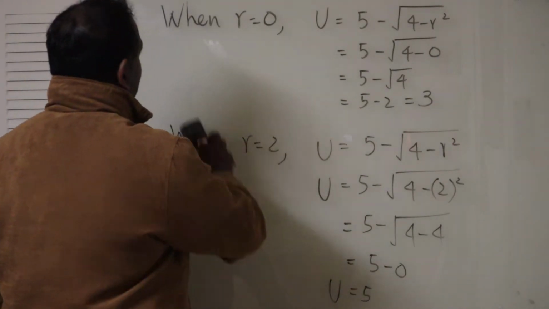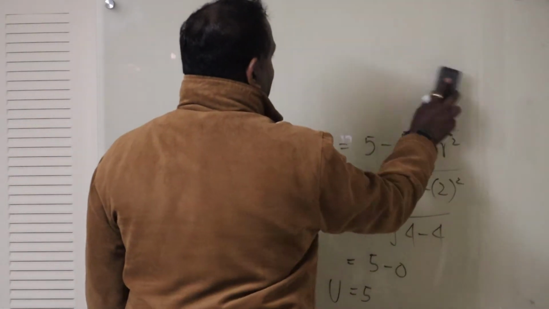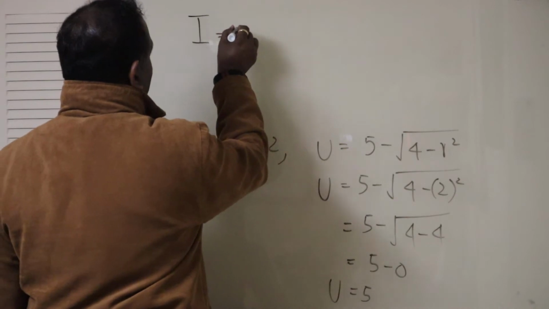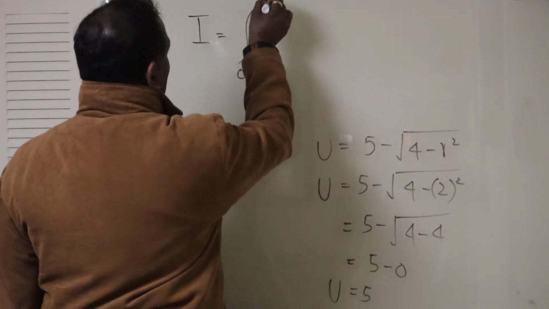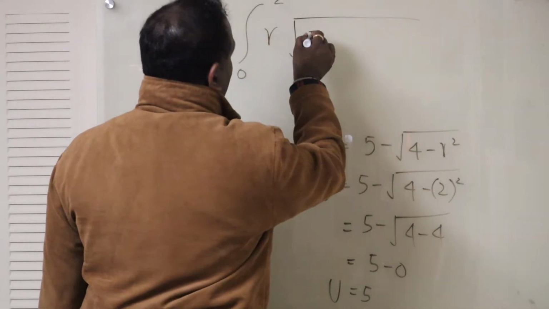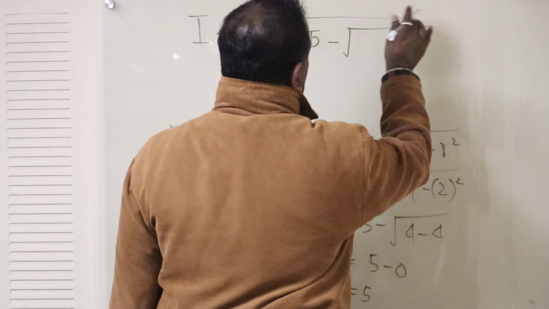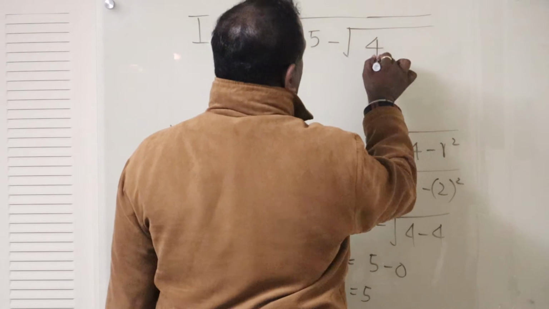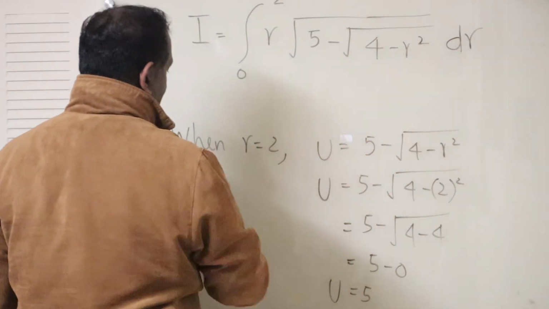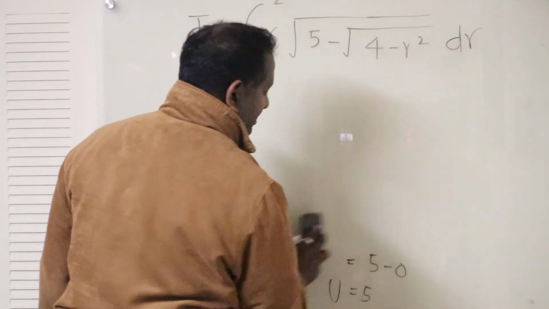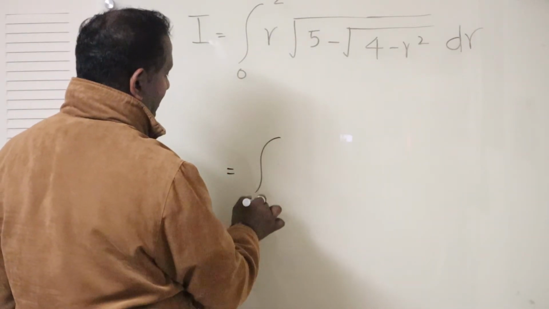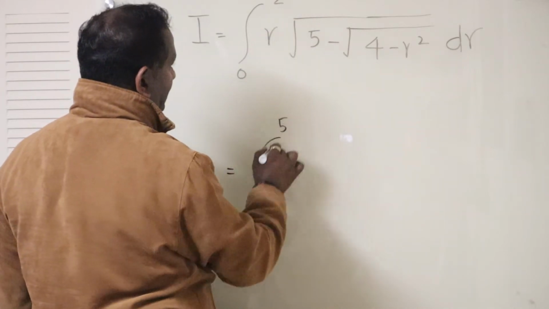Now let's go to the original integral. The original integral is I equals the integral from 0 to 2 of r times the square root of 5 minus the square root of 4 minus r squared dr. Now we can easily change our limits. 0 becomes 3, 2 becomes 5.